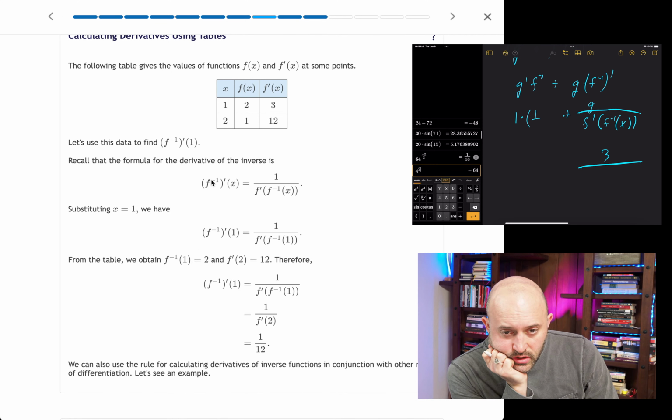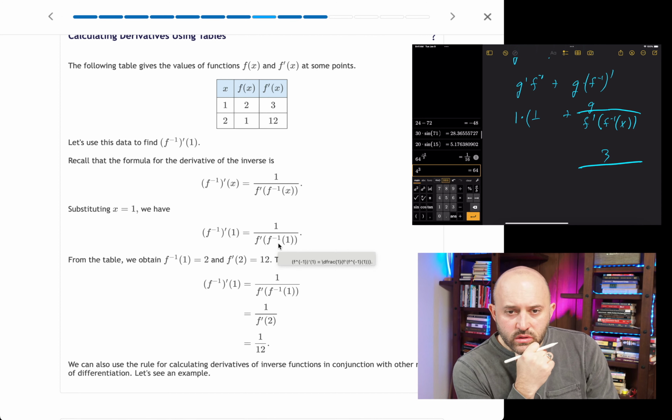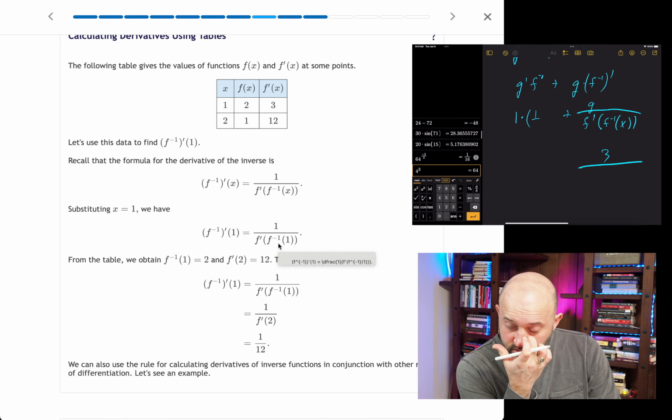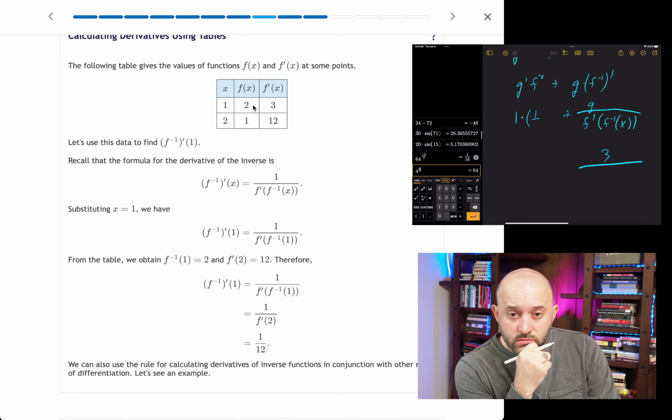Recall that the derivative of f inverse is 1 over f prime of f inverse. So we have this. From the table, we obtain that f inverse of 1 equals 2. I see. That's because f of 1 is 2. F inverse of 1 is 2.